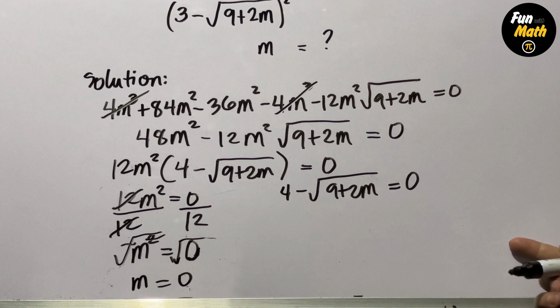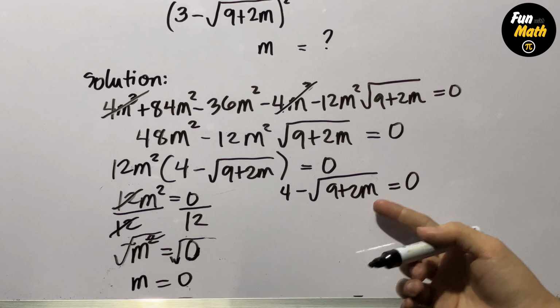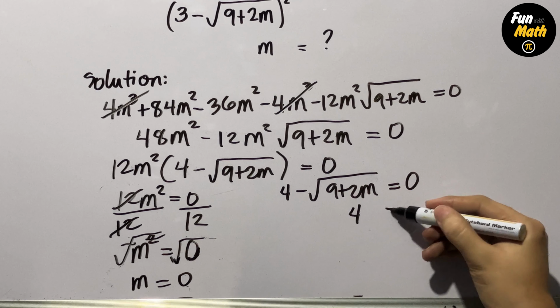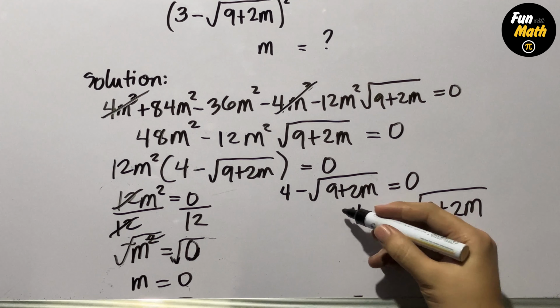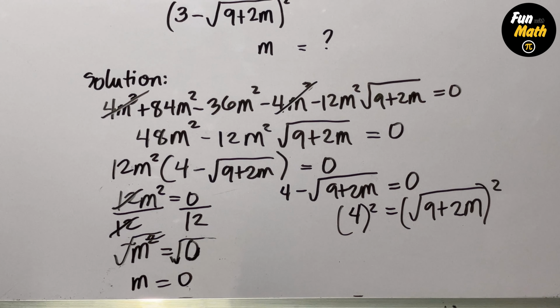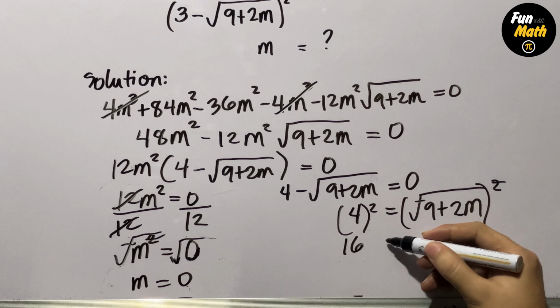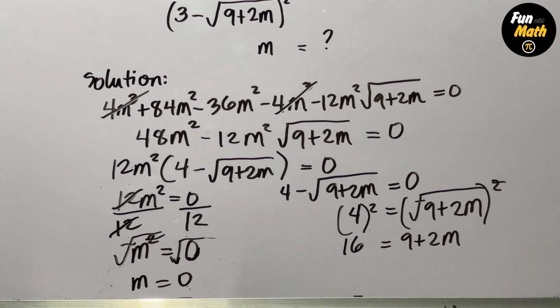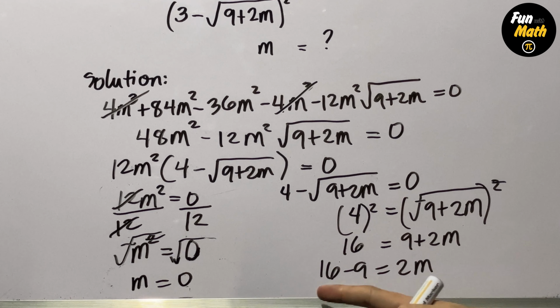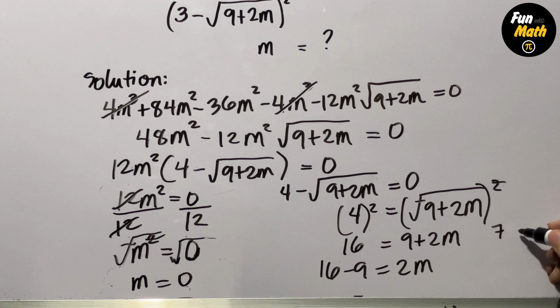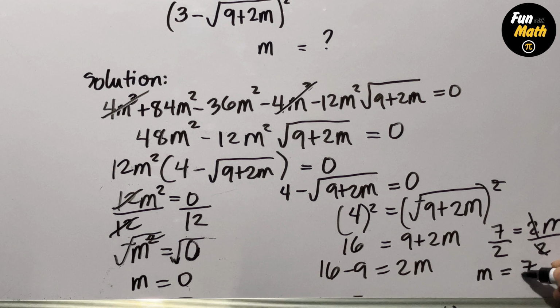For our second equation, we can take negative square root of 9 plus 2m to the other side. So this is now 4 is equal to square root of 9 plus 2m. Next thing to do is we can square both sides. So we can cancel the square and the radical. We're left with 4 squared, that is 16, equals 9 plus 2m. And then let's take 9 to the other side. So this is now 16 minus 9 equals 2m. 16 minus 9 is 7, then equals 2m. You divide both sides by 2. So this is cancelled. So we have m is equal to 7 over 2.